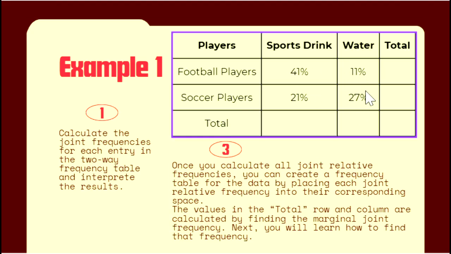Once you calculate all joint relative frequencies, you can create a frequency table for the data by placing each joint relative frequency into its corresponding space. The values in the total row and column are calculated by finding the marginal relative frequency. Next, you will learn how to find that frequency. We're not quite there yet, so don't worry about the totals. This is just how to find the percentages for each cell in this table.